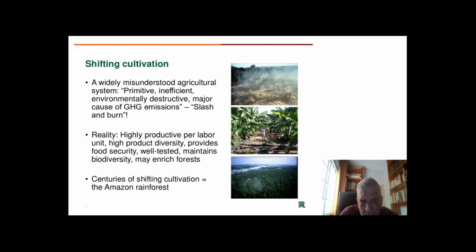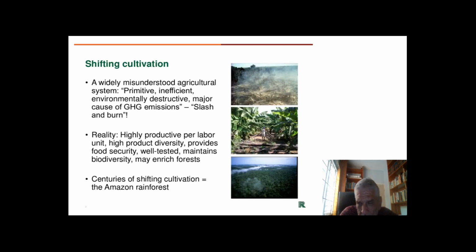So in reality, it's highly productive per labor unit and has high product diversity. That's important. For shifting cultivation, they grow lots of different crops, and therefore product diversity is high. And because product diversity is high, it means if one crop fails, they still have lots of food left. So food security is fairly high. And it's well tested because it's been around for thousands of years without doing any harm. And it maintains biodiversity.